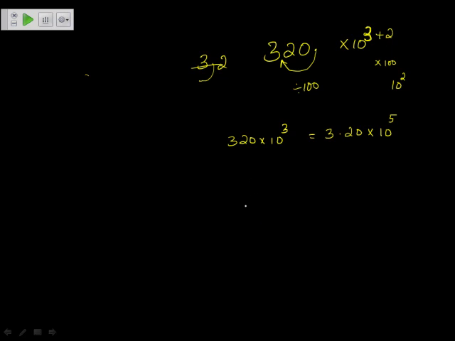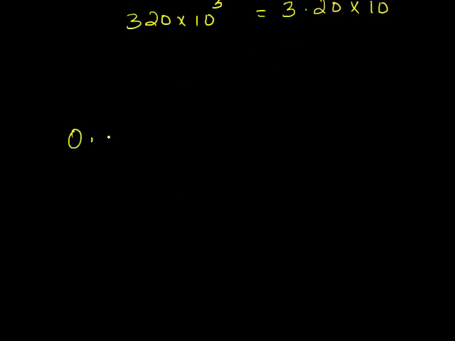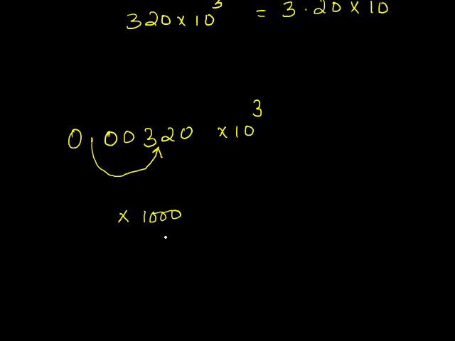So similarly, if you are moving the decimal point to the right, let's say you have 0.00320 into 10 to the power 3. This was your original number. We want to move the decimal point 3 places. Moving the decimal point 3 places to the right means we are multiplying here by 1000. Moving 3 decimal places is equivalent to moving 3 places to the right, equivalent to multiplying by 1000.